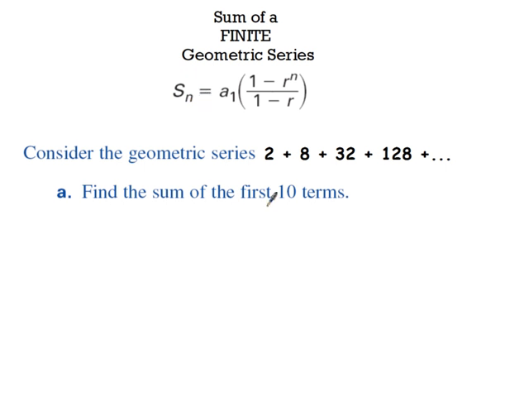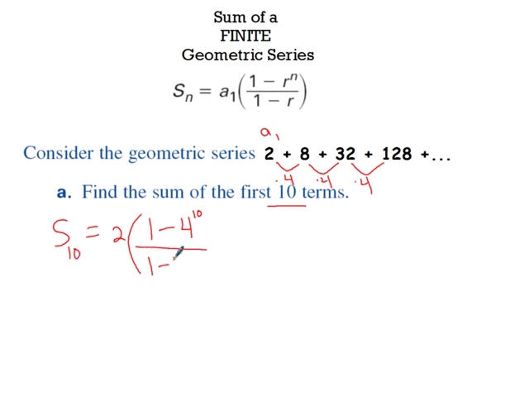So if I, for example, in part A, want to find the sum of the first 10 terms, it would look like S with a 10 is equal to the first term. So the first term is 2. Remember, this r is the number that I constantly multiply by to go from 2 to 8. That's 4. I'll multiply by 4. So I've got 1 minus 4 raised to the 10th power. And the reason why it's 10 is because we're looking for the sum of the first 10 terms. On the bottom, I've got 1 minus 4.